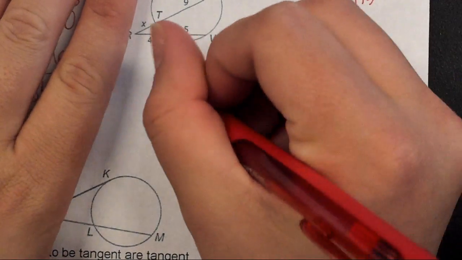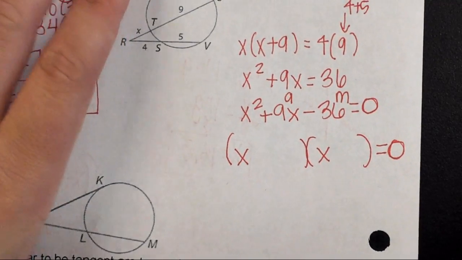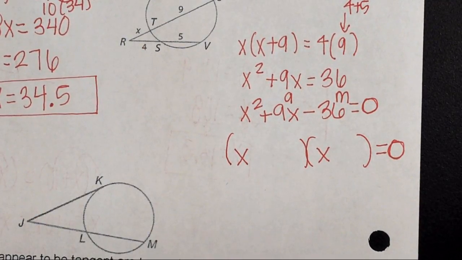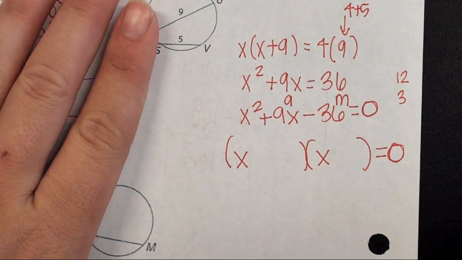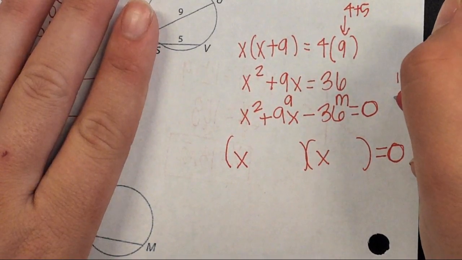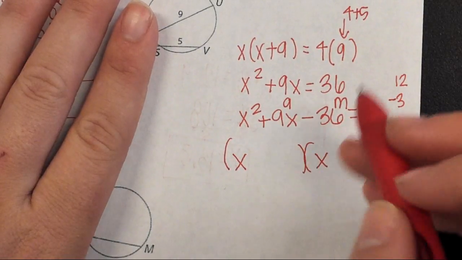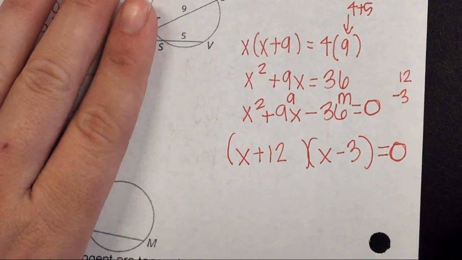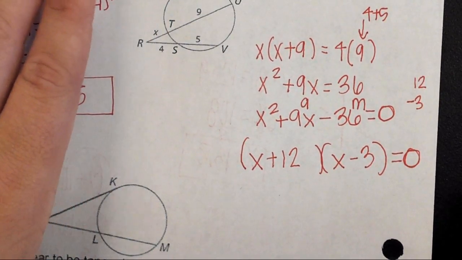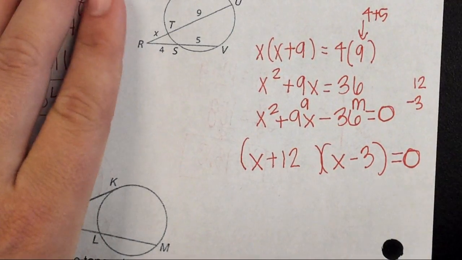Okay, so I need two numbers that multiply to give us negative 36 and add to give us 9. 12 and 3. Which one of those is going to be negative? The 3. Because it has to add to make a positive number. So watch this. You're going to have x plus 12, x minus 3 equals 0. Okay, but notice how they're still set equal to 0. We haven't solved it yet. So here's how you completely solve this one.